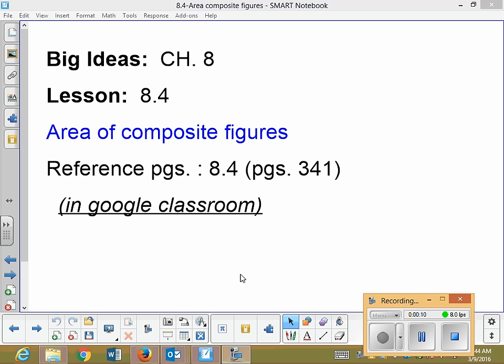Today we're going to be covering Chapter 8, Lesson 8.4, Area of a Composite Figure. Reference pages can be found in your Google Docs or Google Classroom, page 341. Let's go ahead and get started.